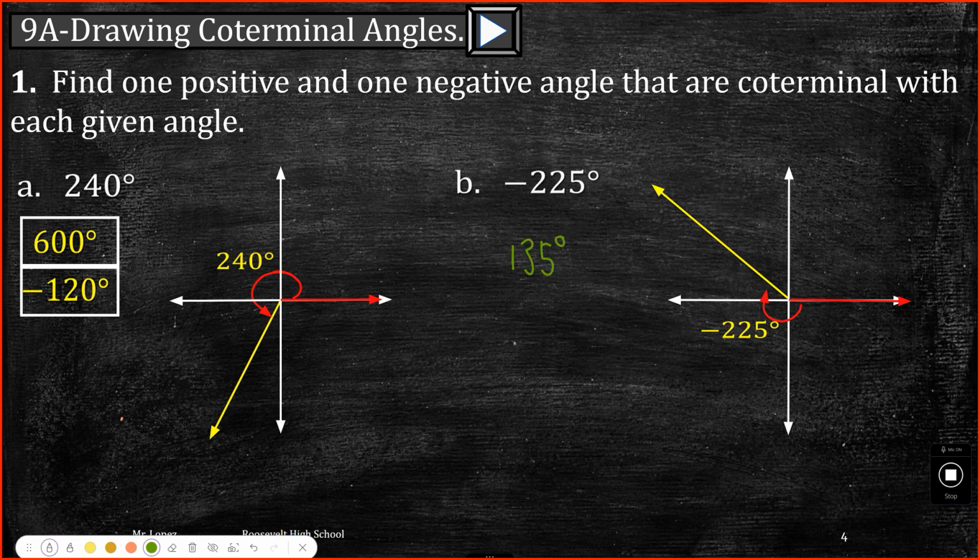And then for a negative one, we keep going. So this is negative 225. Do another revolution, then stop. How much is this? So be what? Add another negative 360. How much is that then? Negative 585. So the answers are 135 and negative what? What did you say? Negative 585?